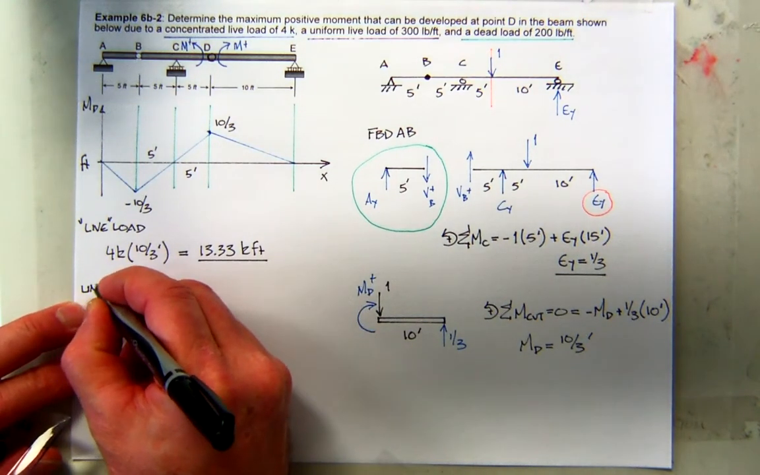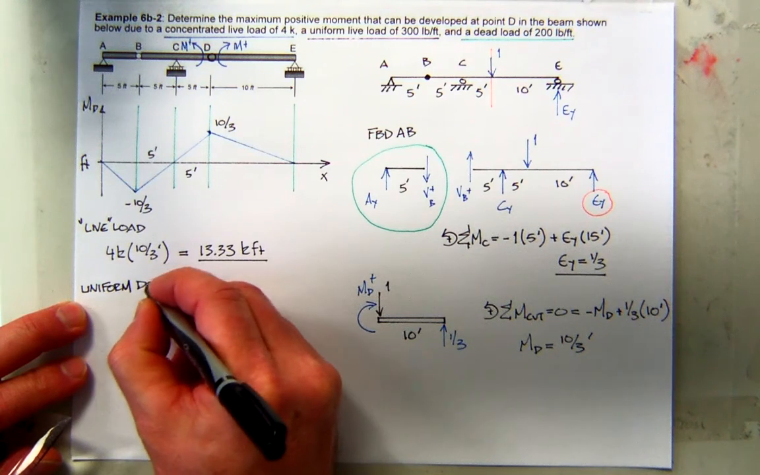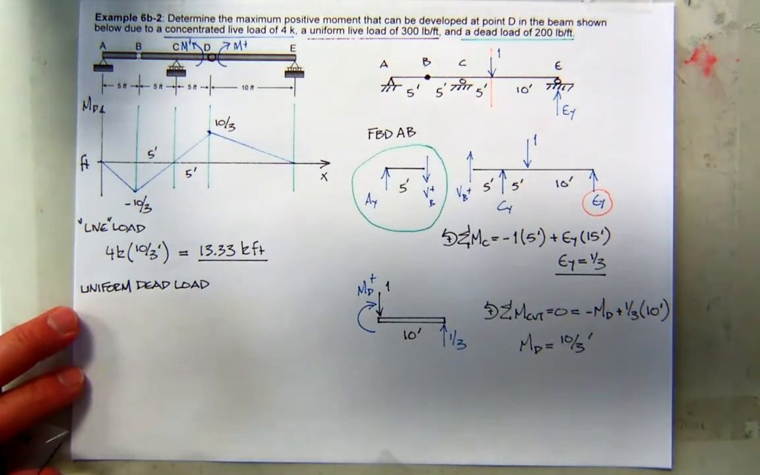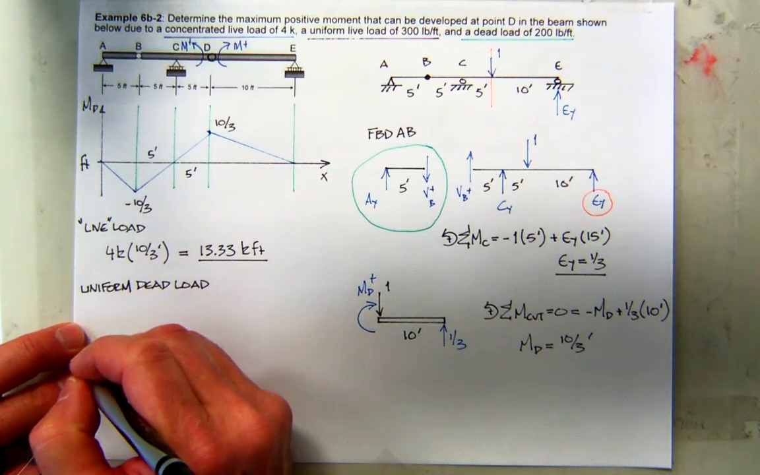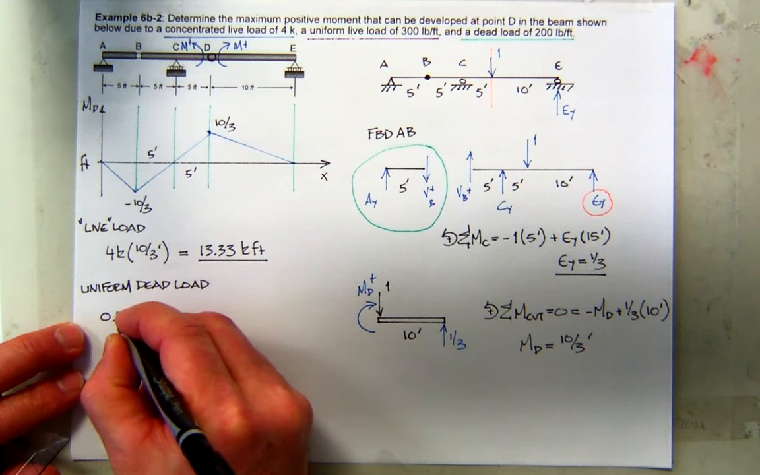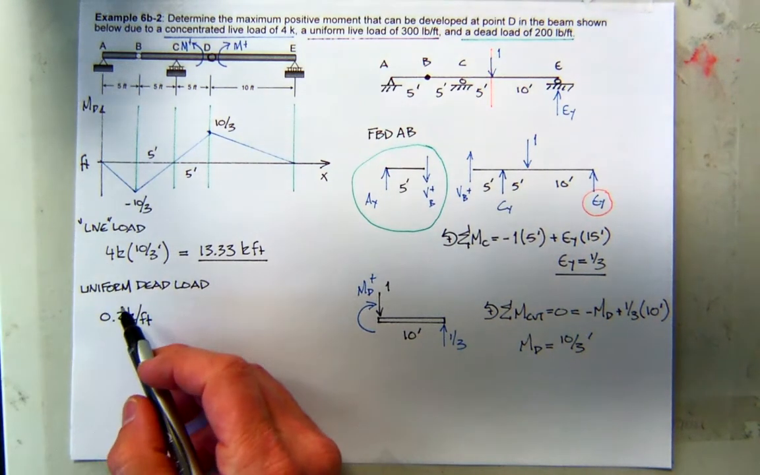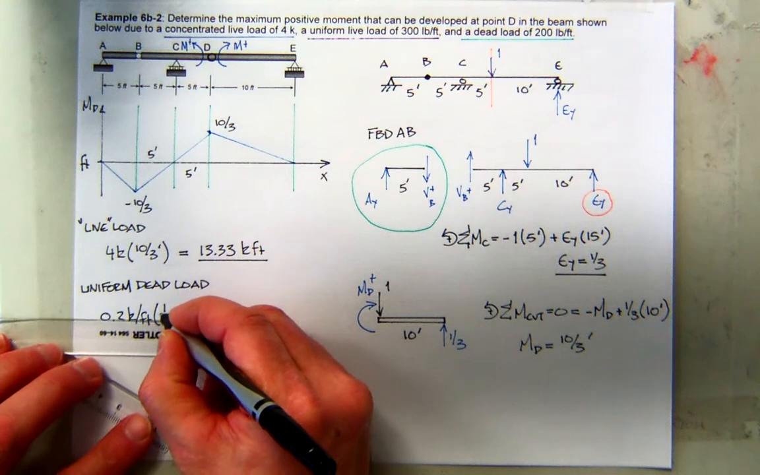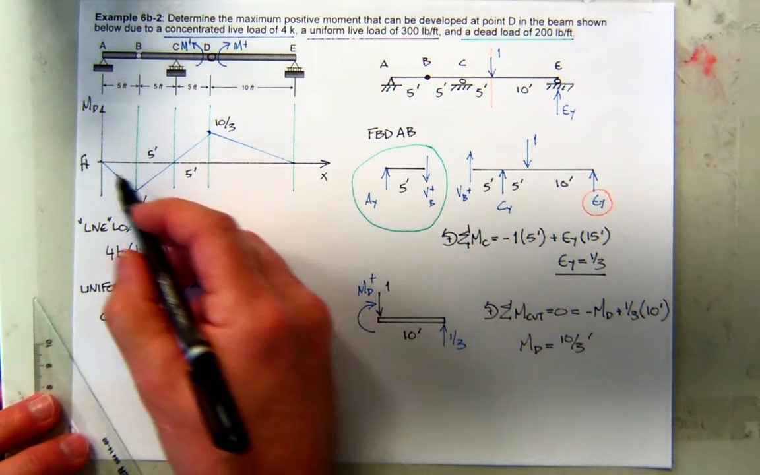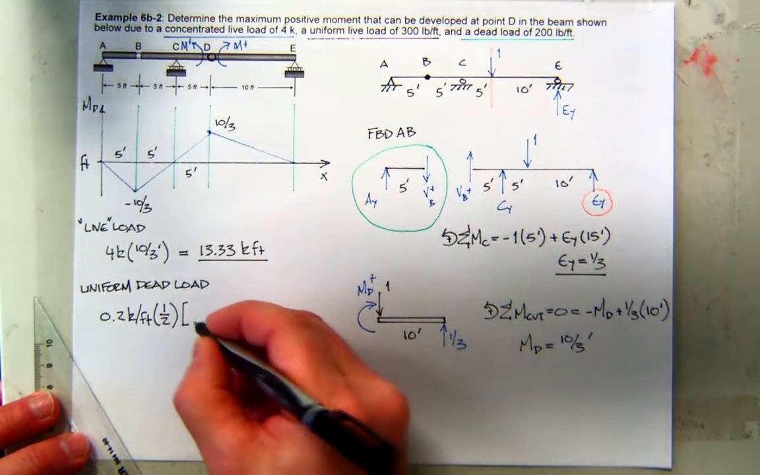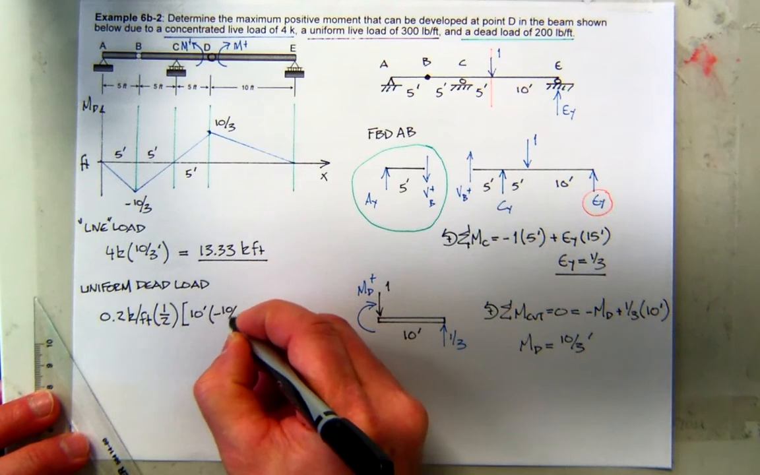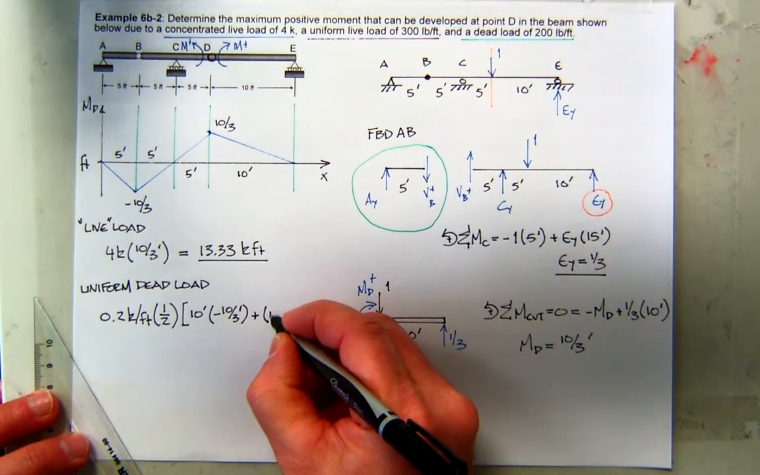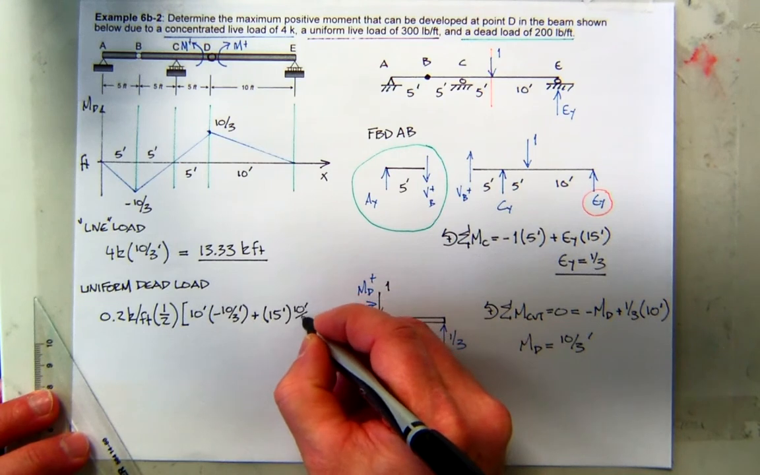Let's do the uniform dead load. We've done a couple of these. That uniform dead load is 200 pounds per foot. I'll convert that to kips. That'll be 0.2 kips per foot. And now I have to multiply that by the total area under the curve. So there's a negative part and a positive part. So I'll keep those separate. They're both triangles, so they'll have the 1/2 out in front. So looking at the negative area, it'll be a base of 10 feet and a height of -10/3 feet. That's the negative part. Then plus the positive part, which has a base of 15 feet and a height of 10/3 feet.